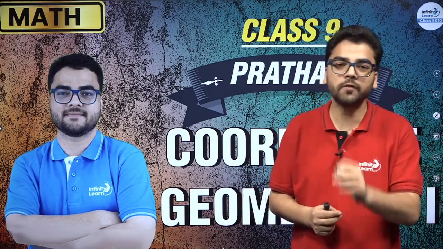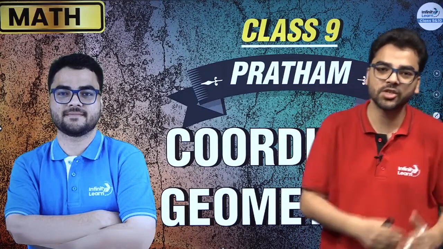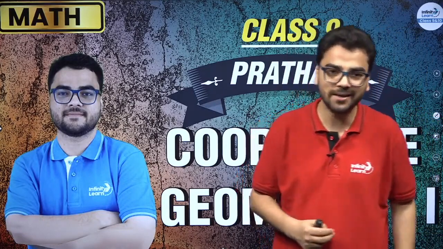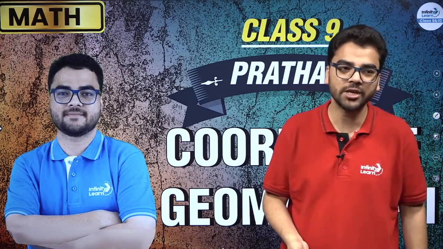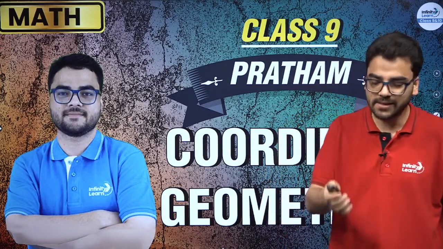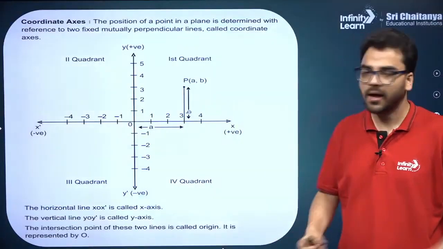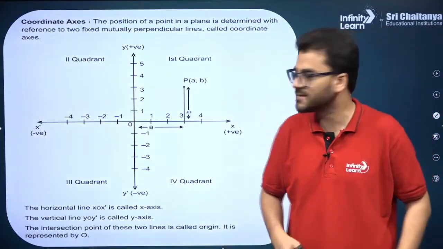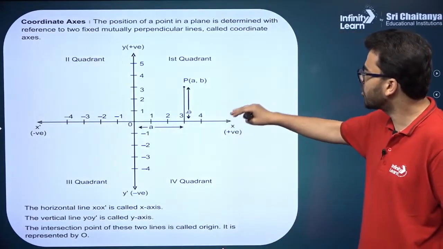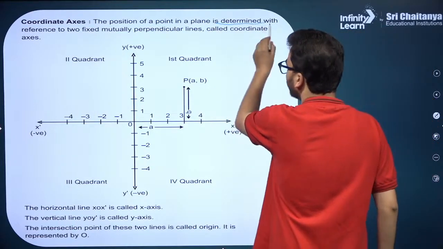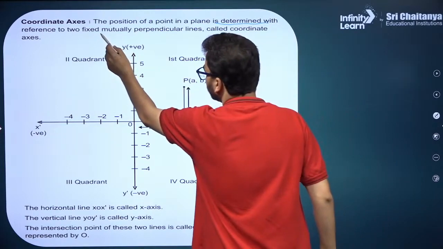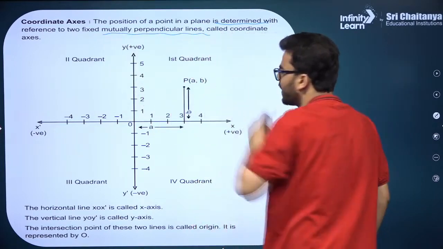So when you want to find the relative position of something with respect to some other thing, then the use of coordinate geometry is there. You got that logic? So normally what do we study in our school syllabus and in other competitive examinations as well? That is the rectangular coordinate system. The position of a point in a plane is determined with the reference to two fixed mutually perpendicular lines.